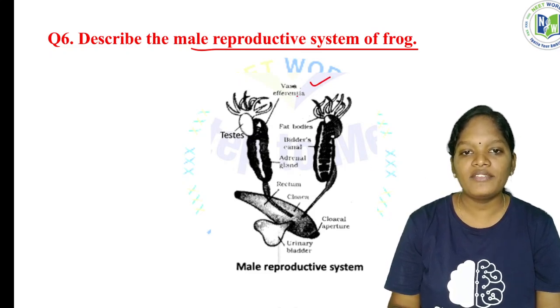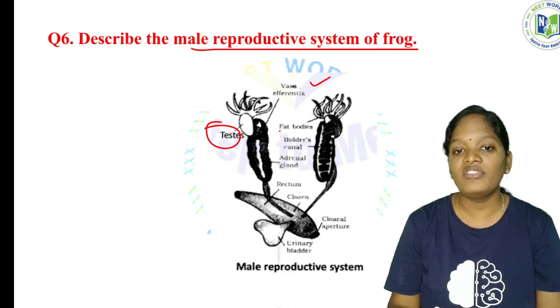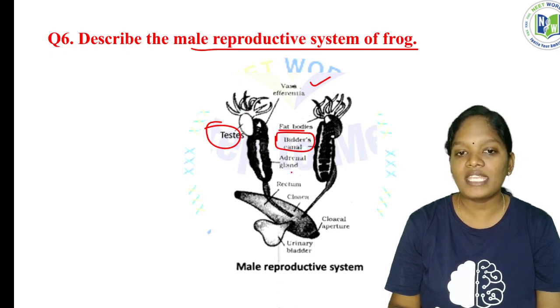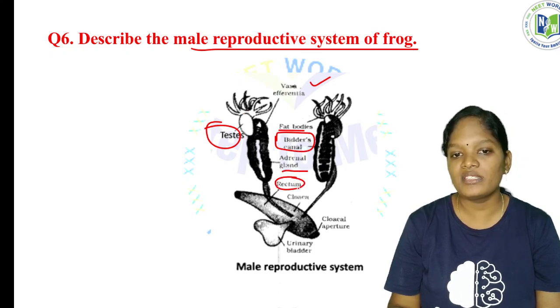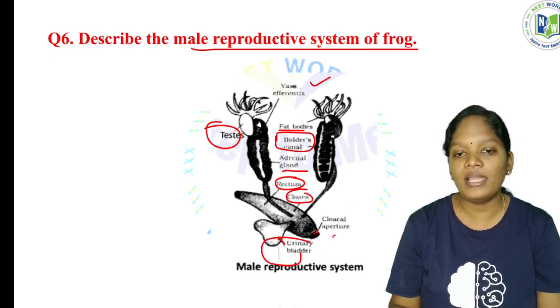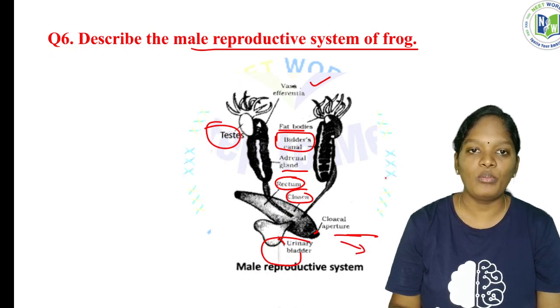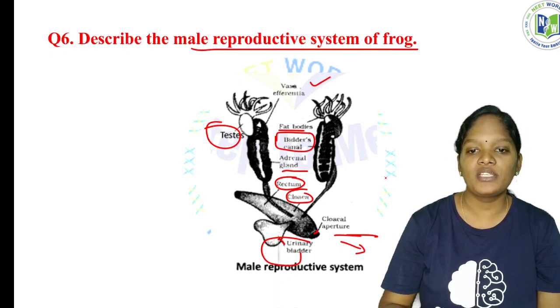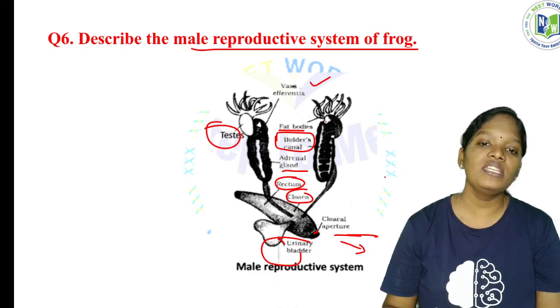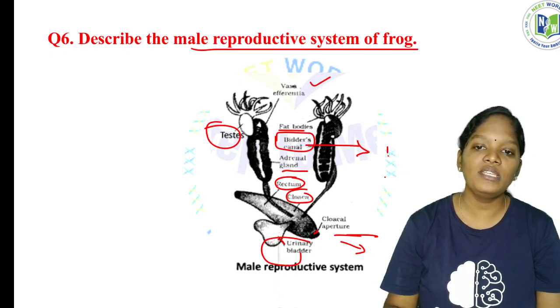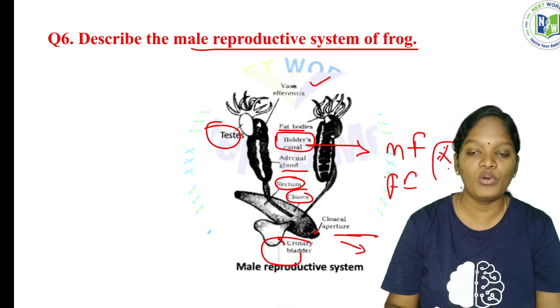So there is the vasa efferentia, testis will be there, and fat bodies will be there. Bidder's canal, a very important structure. Bidder's canal and adrenal gland, rectum is present, cloaca, and this is the urinary bladder, and this is the cloacal aperture where the urine as well as the sperm get out from the common opening. So these are all the important parts present in the male reproductive system of the frog. Note that Bidder's canal is present only in the male frog, but it is absent in the female frog. So this is a very important difference.